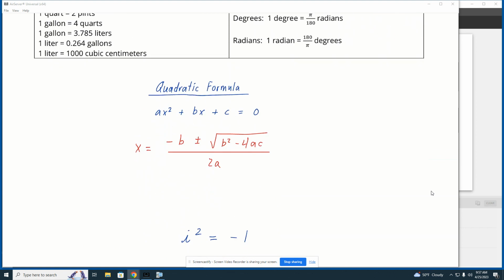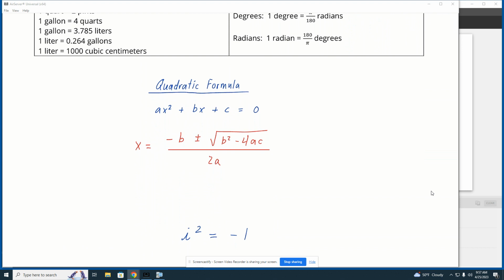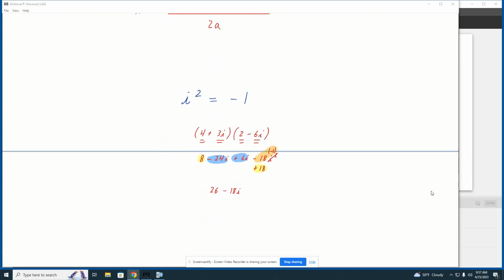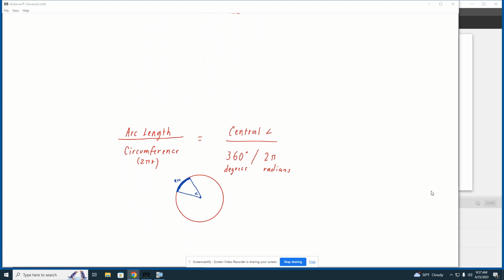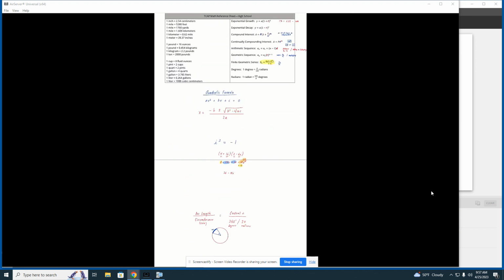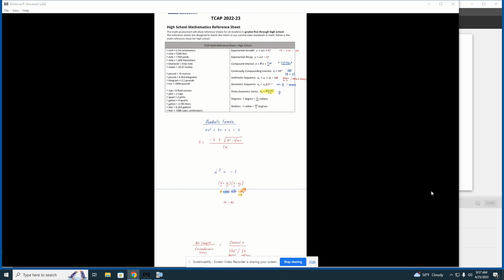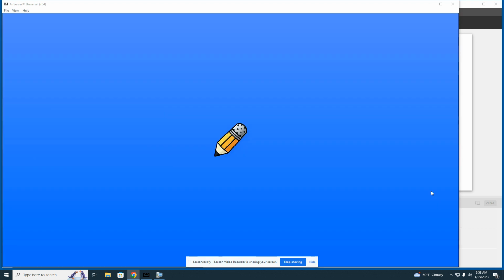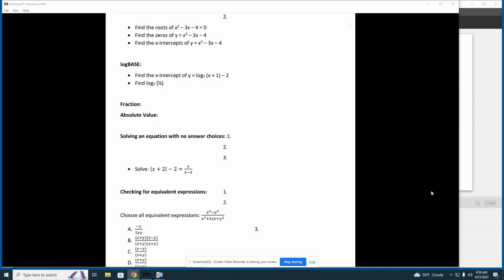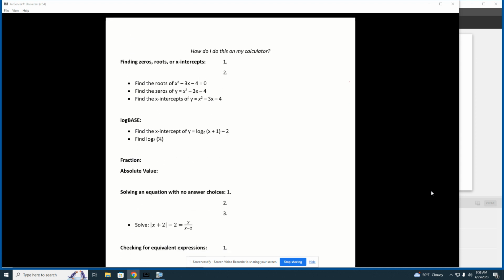So, please remember your reference sheet and the things that are on it. Please memorize the quadratic formula and definitely remember i squared equals -1. Those things are key, okay? Key. And then this formula is icing on the cake. All right, now let's go to that paper I gave you, please. And we're going to jump through pretty quickly all of these different keys to your calculator.